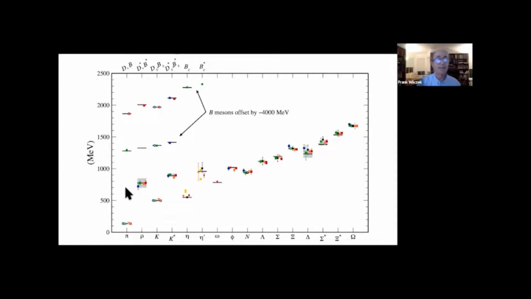And here it is. You find that there are many, many particles that were discovered in the course of investigations of particle physics. They have names like pi meson, rho meson, K meson, K star, eta, eta prime, omega, phi. And then N is nucleon, that's protons and neutrons. And then there are a number of relatives that contain strange quarks, like the lambda, sigma, and cascade particles, delta, and so forth.